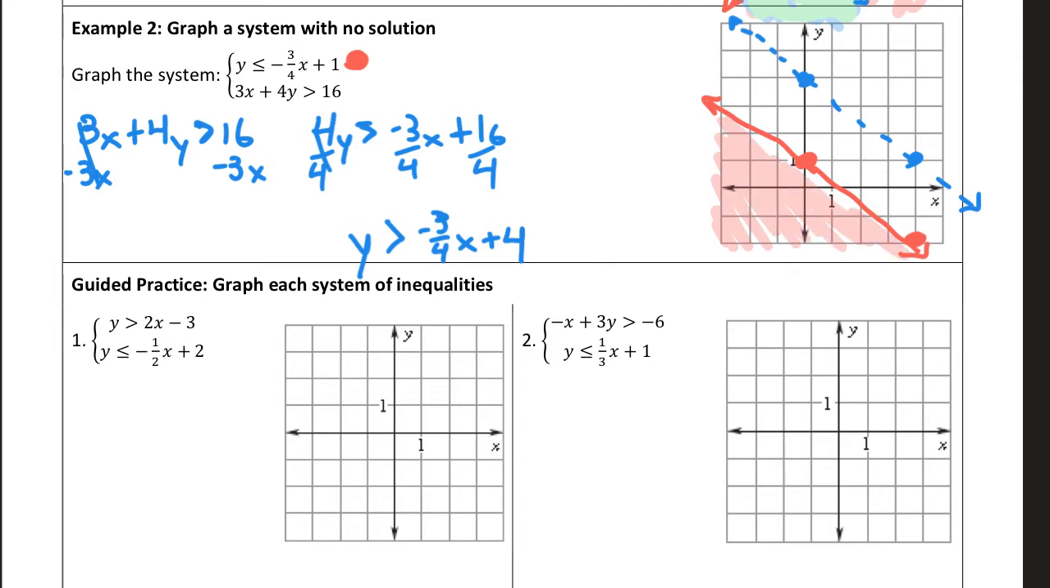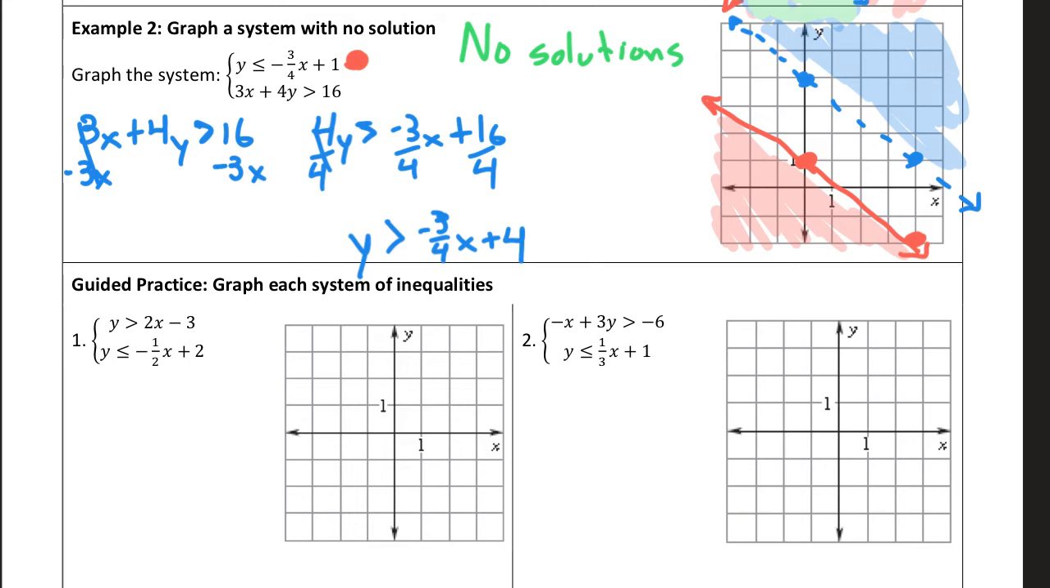For my second line, it's greater than, so I would shade up here. Well, if we think about the solutions as being the overlap, these inequalities have 0 overlap, so that is why these inequalities will have no solutions. No solutions, because their solutions do not overlap whatsoever.